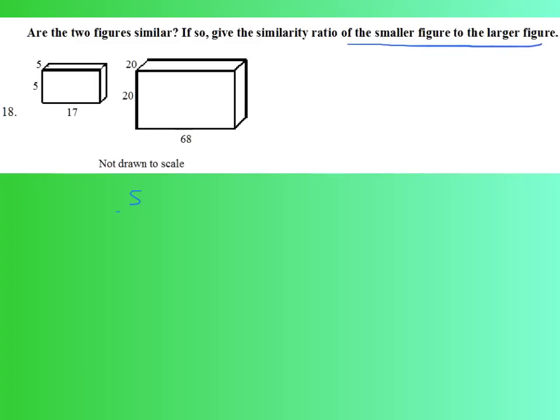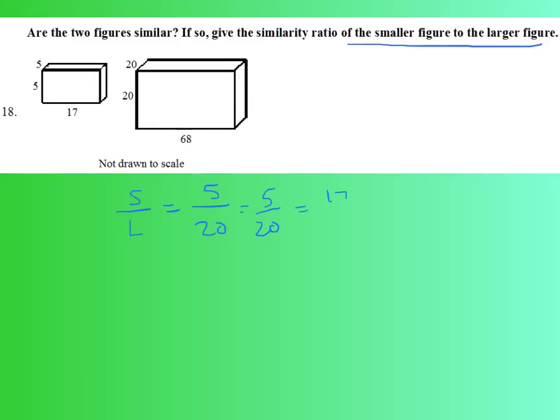Now what I need to do is match up these three dimensions that they've given me. Here I have a 5. Here in that same spot, but on the other shape, I have the 20. So I'm going to write 5 over 20. Now here I have a 5, and in that same spot on the other shape, I have a 20. So I'm going to write 5 over 20. Here I have a 17. In that same spot on the other figure, I have a 68. So 17 over 68.